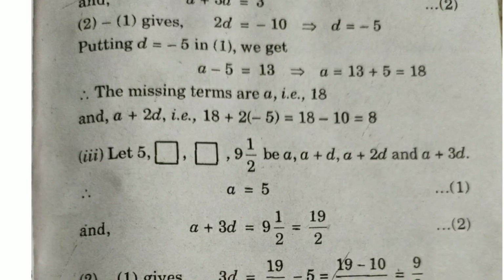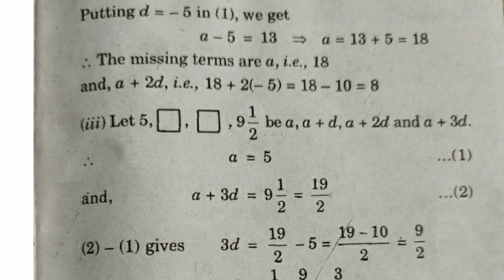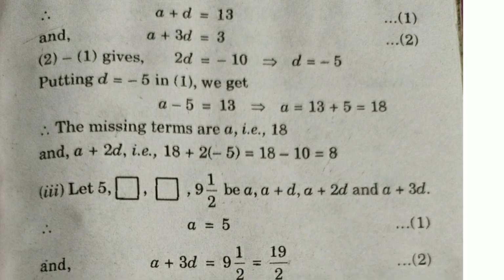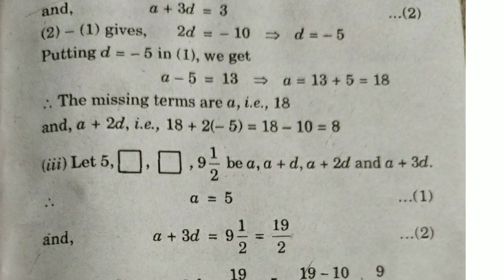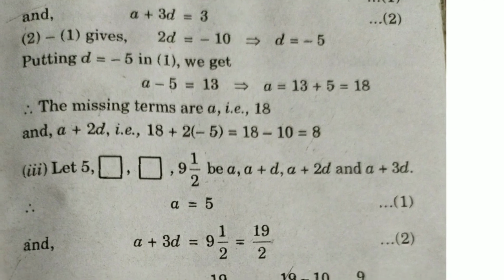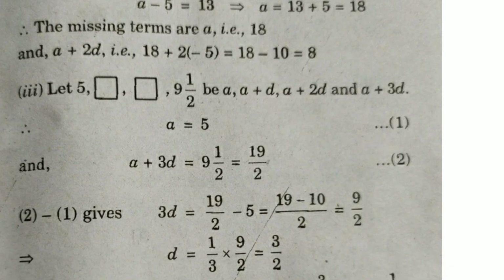Now as you can see, the question is given here, question number three. First we have solved the second one. Now here 5, blank, blank, and then 9 1 by 2. So we can write a, a plus d, a plus 2d, and a plus 3d. Now a equal to 5, as you can see in the figure, and the fourth term is a plus 3d, that is 19 by 2, as you can write.